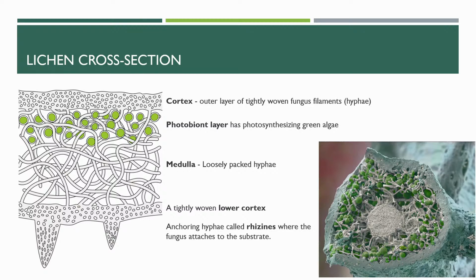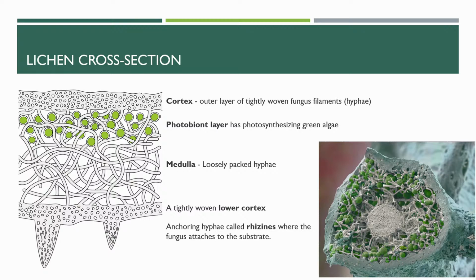But within those hyphae, you'll see the photosynthetic part of this association. And so here, this is the green algae that are photosynthetic. We know cyanobacteria are also photosynthetic. So you usually have this loosely packed hyphae and then the tightly woven layers in the cortex and the lower cortex. And then these are also part of the fungus that just anchors it to the rock or whatever that substrate is.